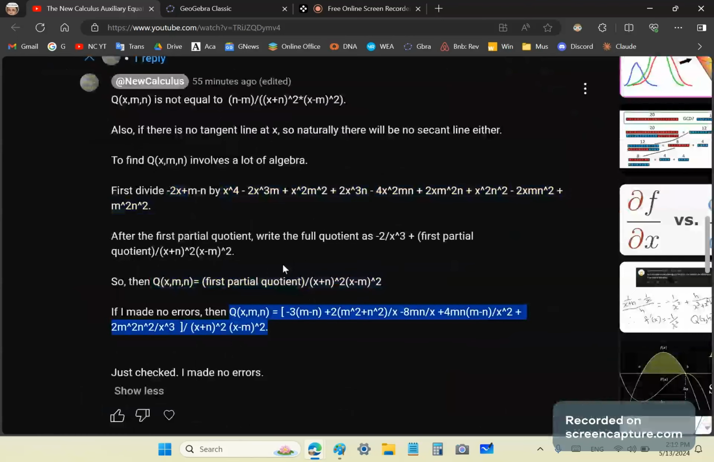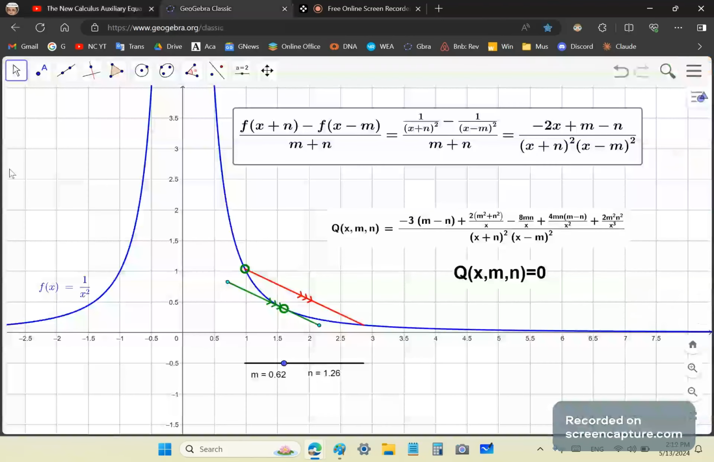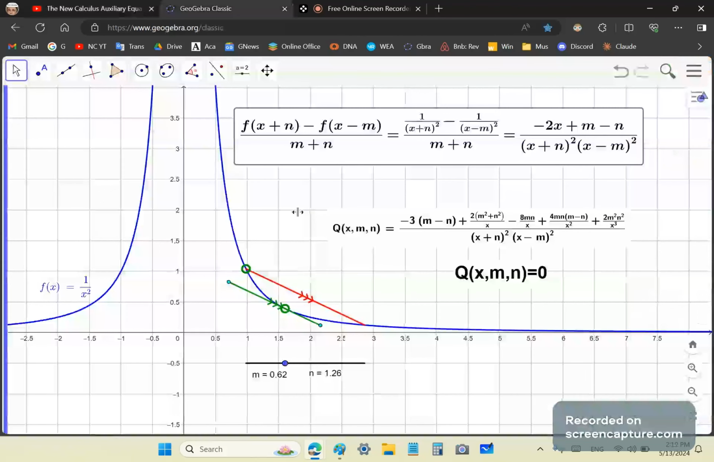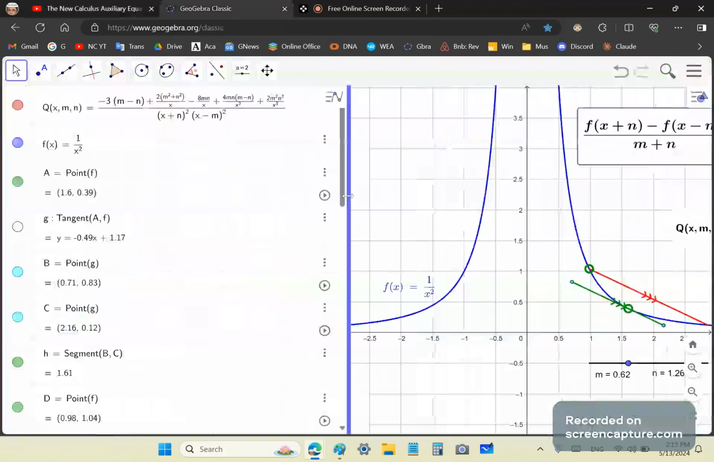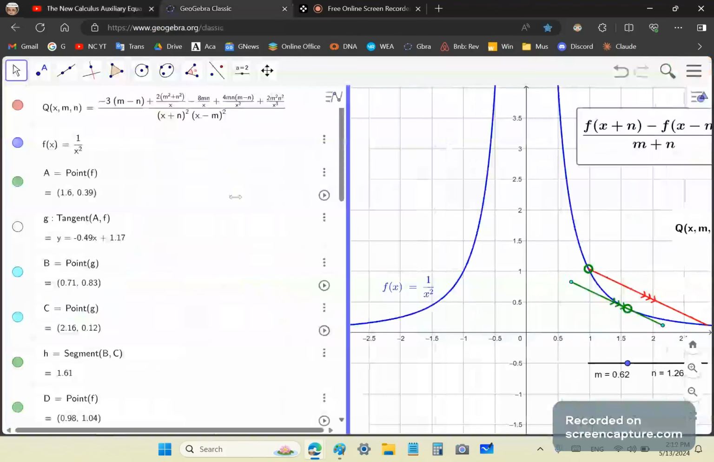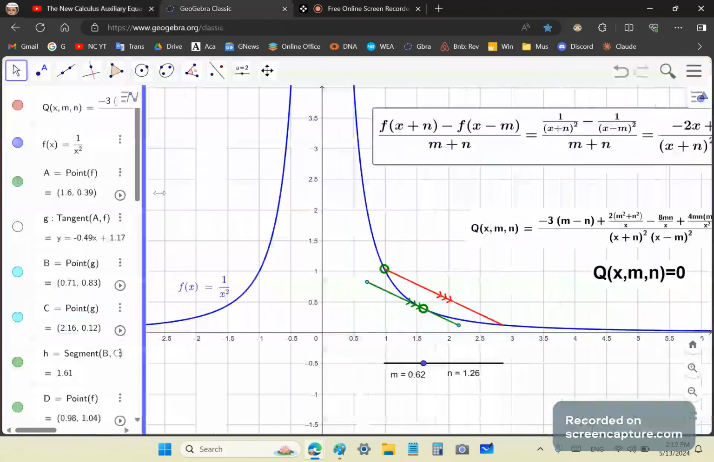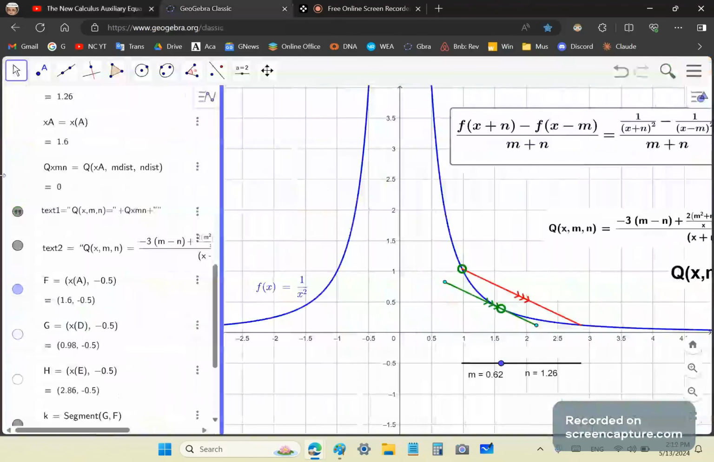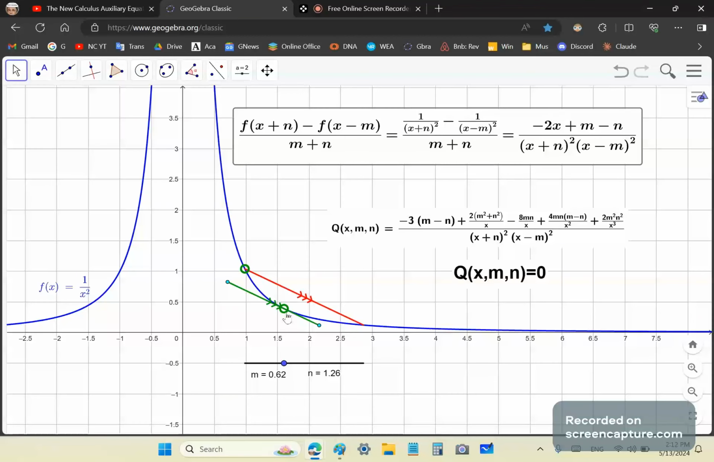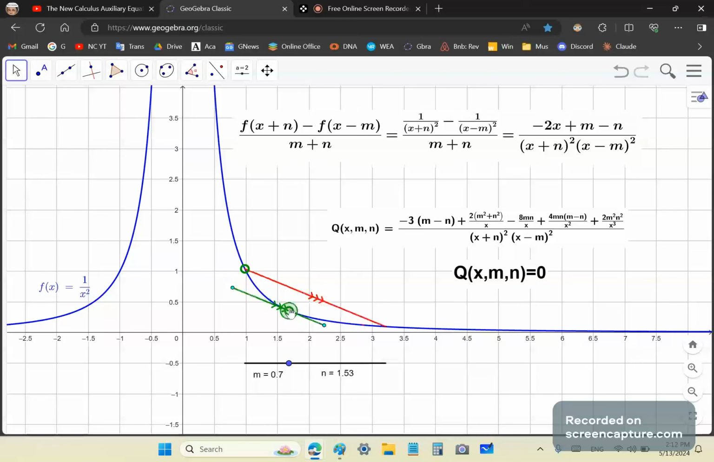And just to check myself, it's very easy. I come to GeoGebra, and I type in this function here, as you see at the top. That's the Q, that's the auxiliary equation. Then I calculate it down here, where I say Qxmn is equal to this, where M and N are the horizontal distances from this point to this point and from this point to this point, okay? Then I just feed it in, and if I move this along, this gives me the result, by the way. It's always 0, as you can see.